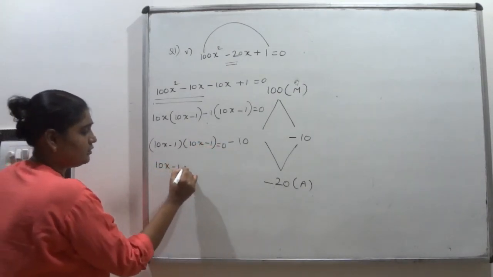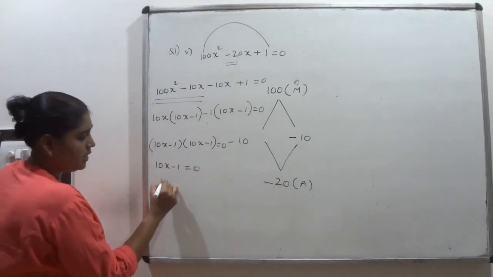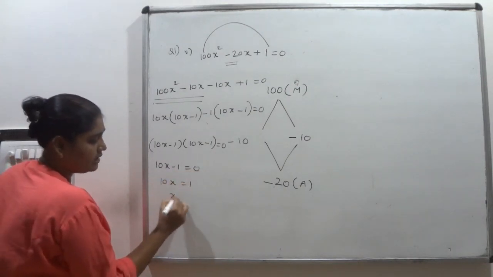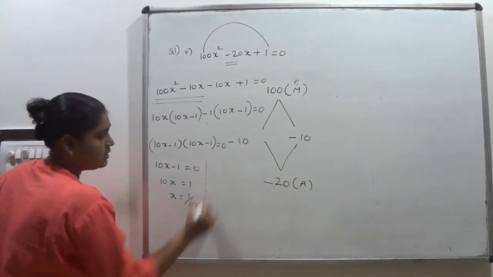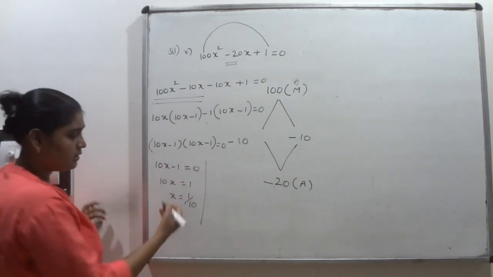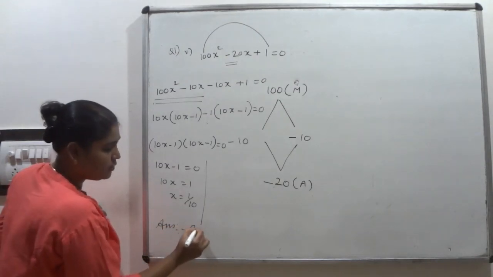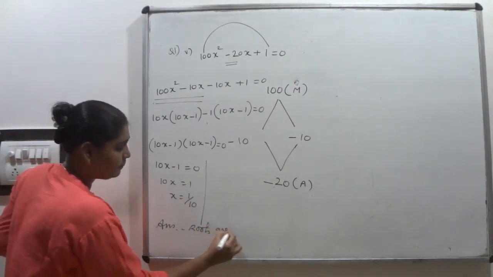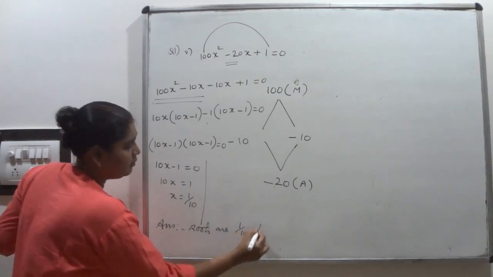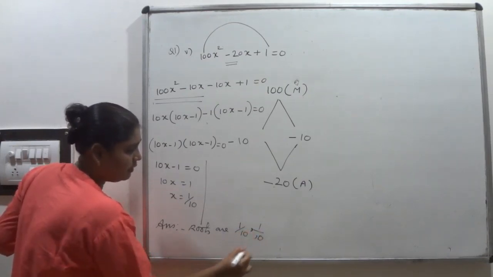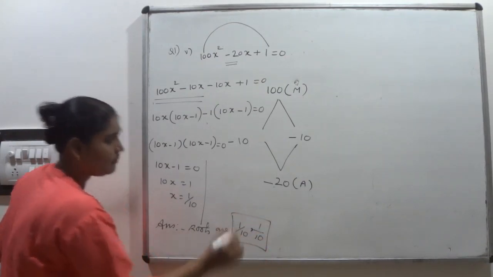Equate each factor with 0. So 10x is equal to plus 1 and x is equal to 1 upon 10. The same way you do this one, the same answer you will get. So I am writing at last the answer. Roots are 1 upon 10, 1 upon 10. Thank you.